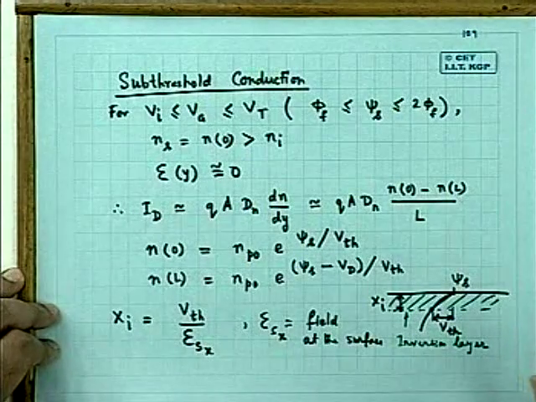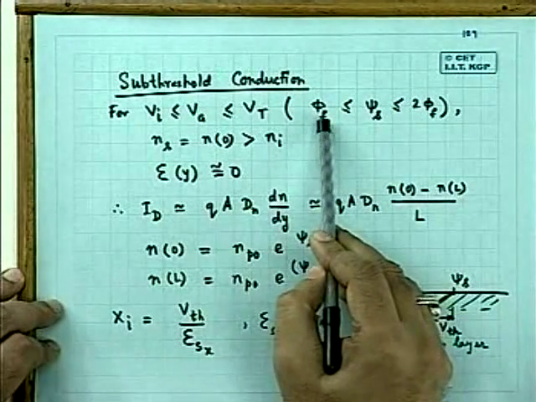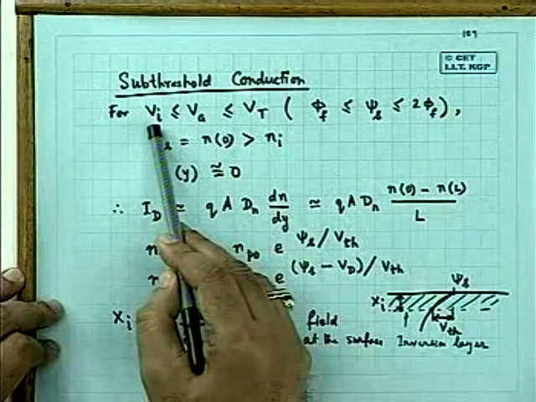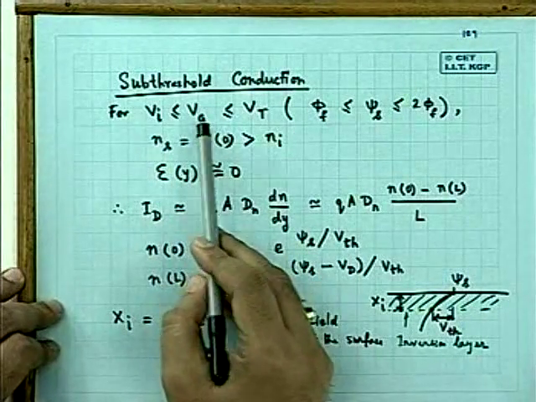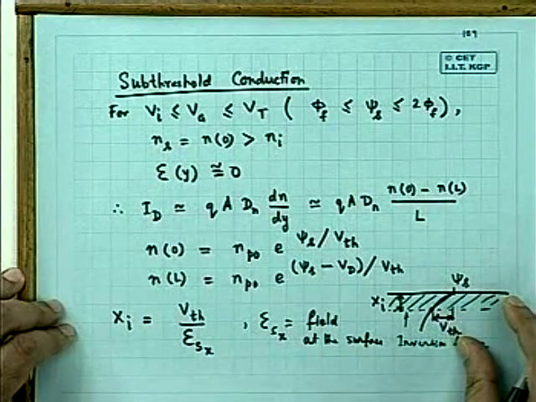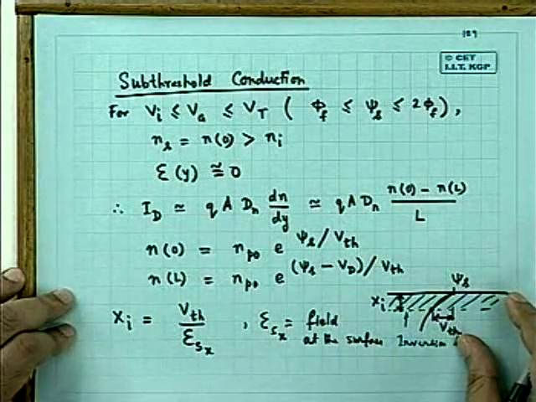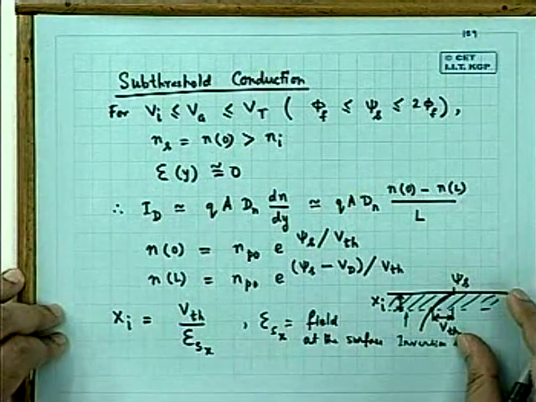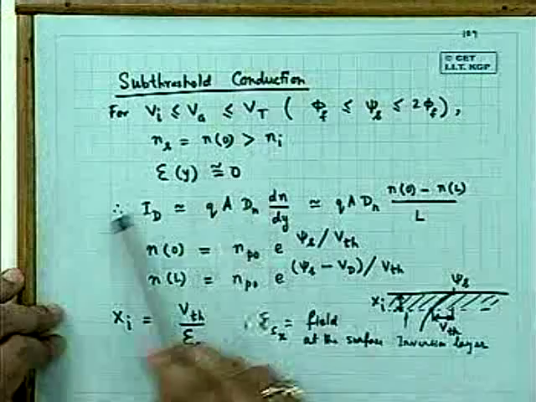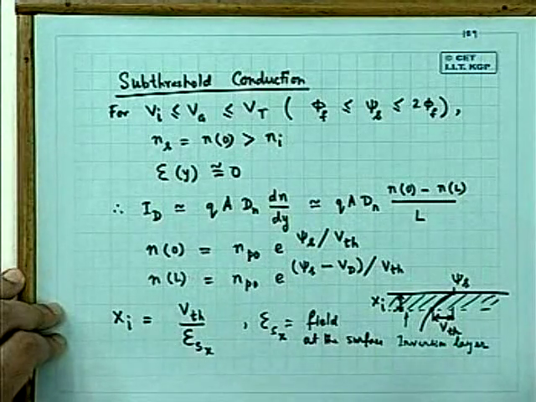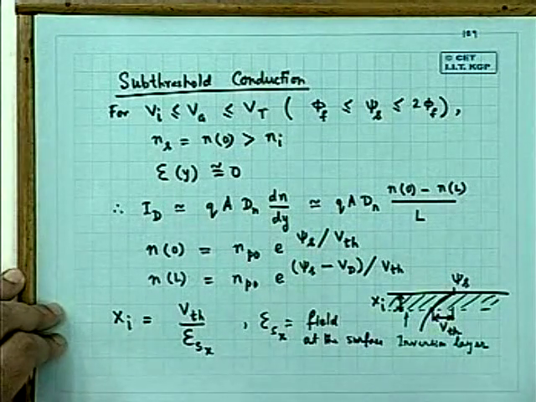However, below that, up to phi f for psi s and up to Vi for Vg, the channel becomes very weakly inverted. That is why this region is called the region of weak inversion. And for that, we made a simplistic derivation of the current assuming a BJT model.